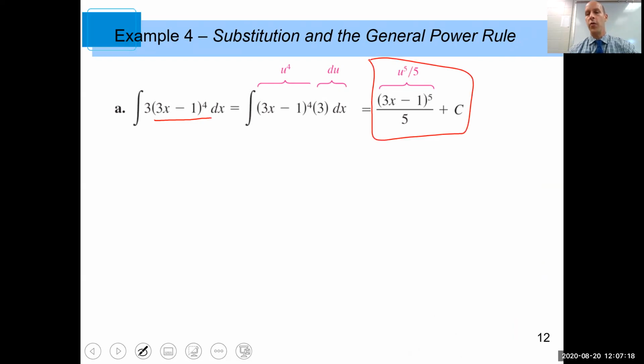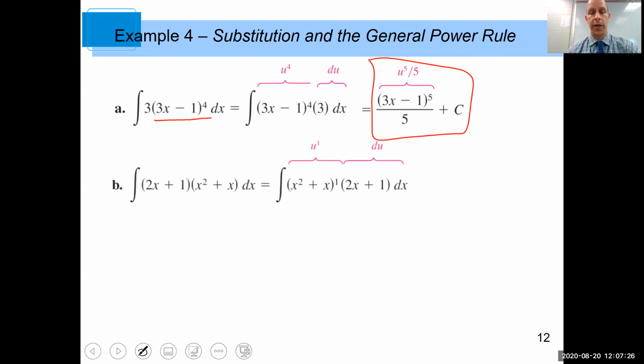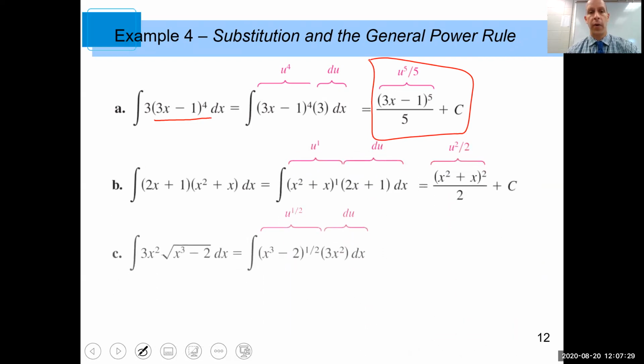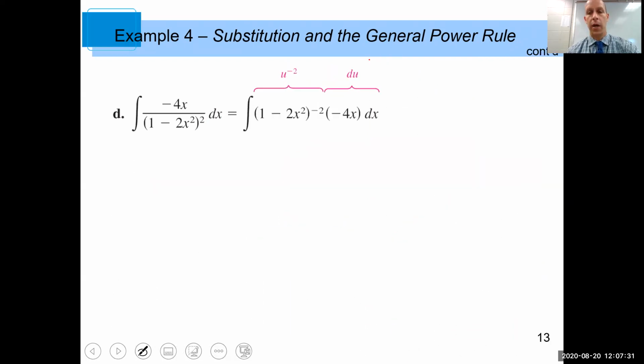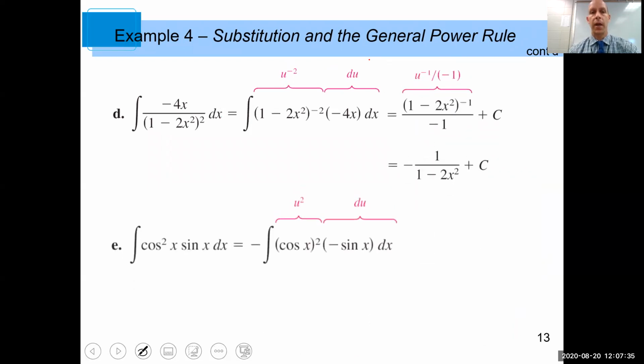In other words, you can think of this 3x minus 1 as just x. And here's another example. Again, I'm not going to go through all these. I am going to do, not this one, the next one, though, I do want to talk about. So this one's kind of interesting because you've got a quotient. But on part E here, we're dealing with this integral of cosine squared x sine x dx.